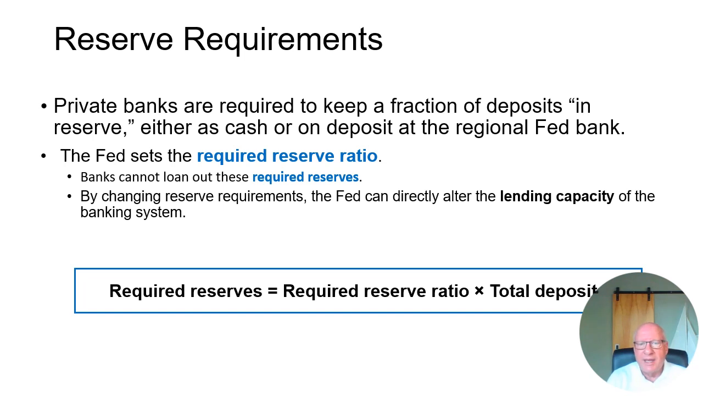Now, how do we calculate how big the required reserves are? You see in the bottom square here, we have a formula. The required reserves are the required reserve ratio, which will be a decimal number, times the total deposits. So let's assume that the Federal Reserve has put a 10% reserve requirement. You would take 10% as the required reserve ratio, or 0.10, times the total number of deposits, and that tells you what percentage you need to keep in cash in the vault.